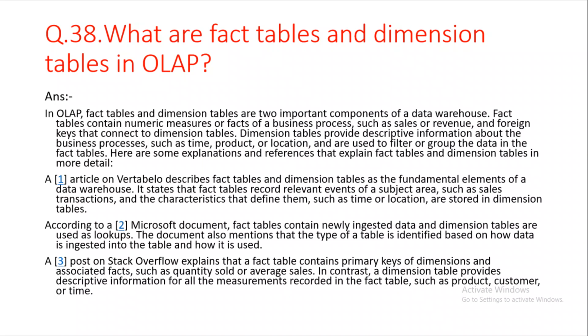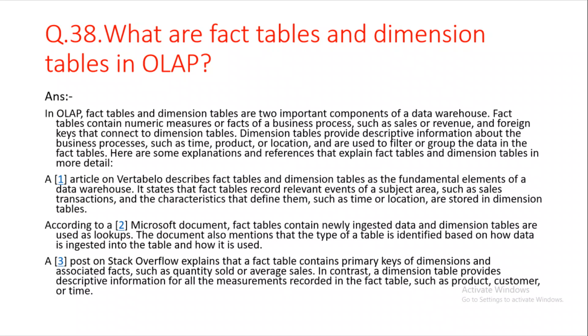Question number 38. What are fact tables and dimension tables in OLAP? In OLAP, fact tables and dimension tables are two important components of a data warehouse. Fact tables contain numeric measures of facts of a business process, such as sales or revenue, and foreign keys that connect to dimension tables. Dimension tables provide descriptive information about the business process, such as time, product, or location, and are used to filter or group the data in fact tables.